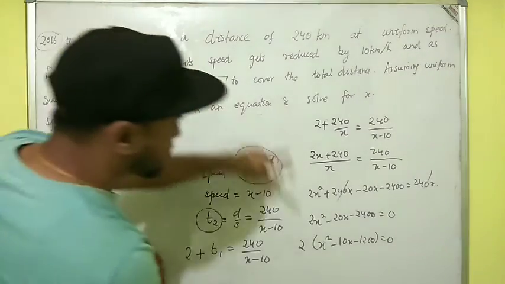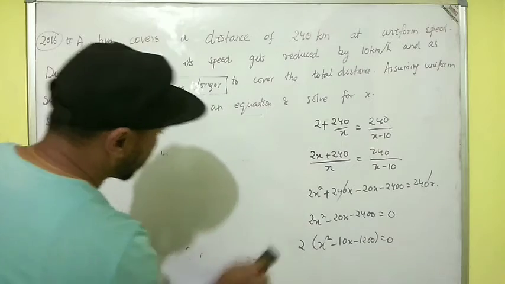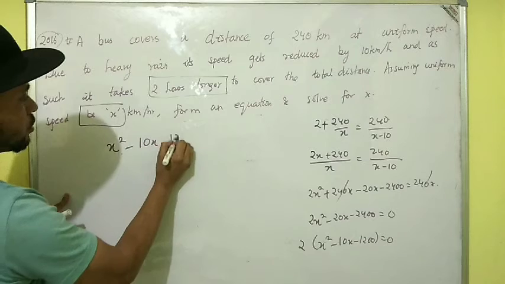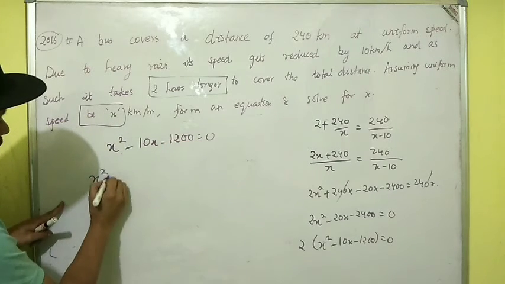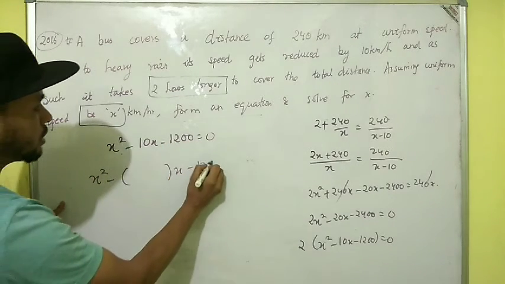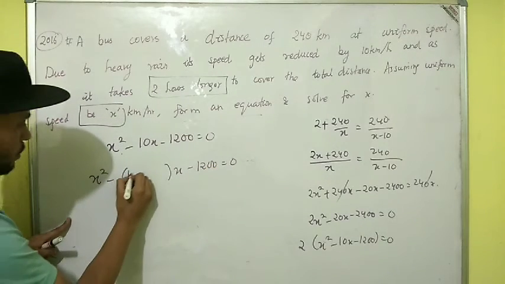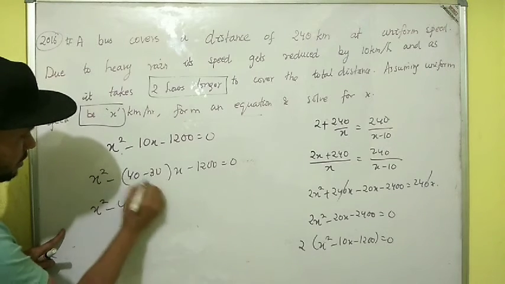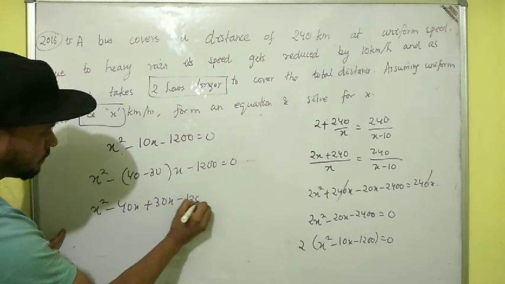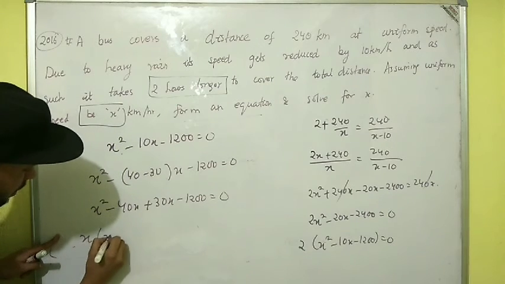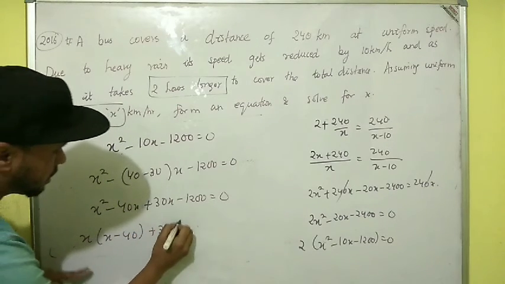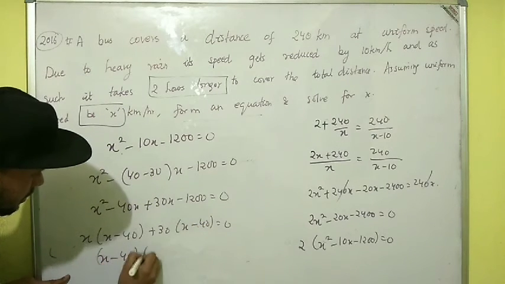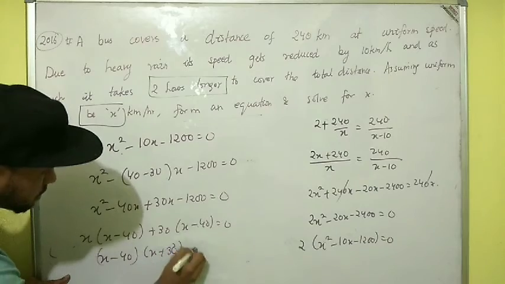So we got the equation. Alright, now we have to find the value of x. So now this will be your x squared minus 10x minus 1200 is equals to 0. So x squared minus, we break the middle term. So 1200 means 4 3s are 12, so we can write 40 minus 30. Okay, so x squared minus 40x plus 30x minus 1200 is equals to 0. If we take x common, x minus 40 plus 30 times x minus 40. So this will be your x minus 40 and x plus 30 is equals to 0.